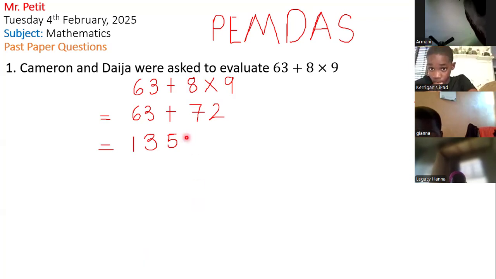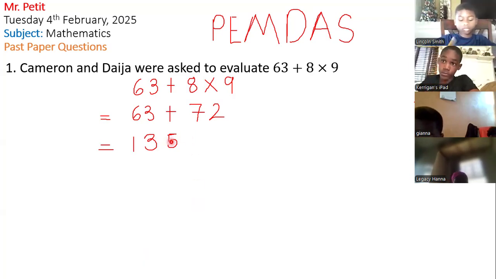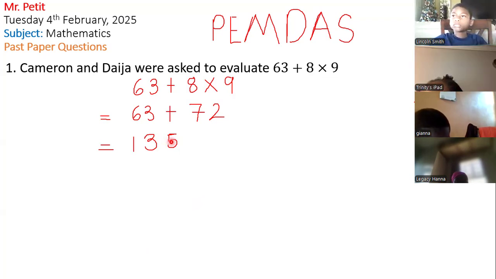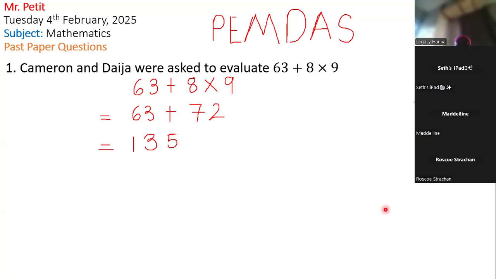Corrigan, explain how we got 135. I can't hear you. Your mic is muted. 9 times 8 is 72. So after that you add 63. So after you add 63, it's 135. Good. And Trinity, do we add before we multiply or do we multiply before we add? Multiply before you add. Good.